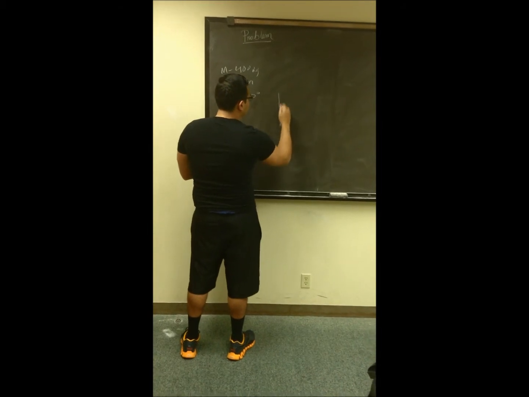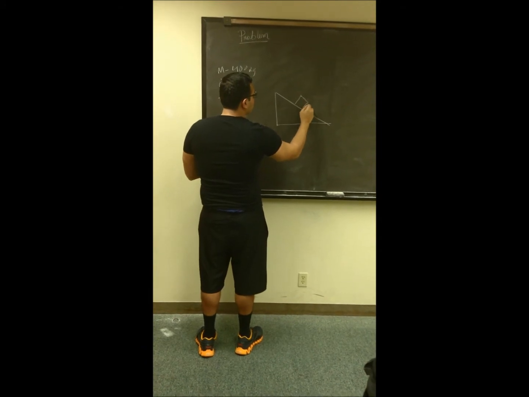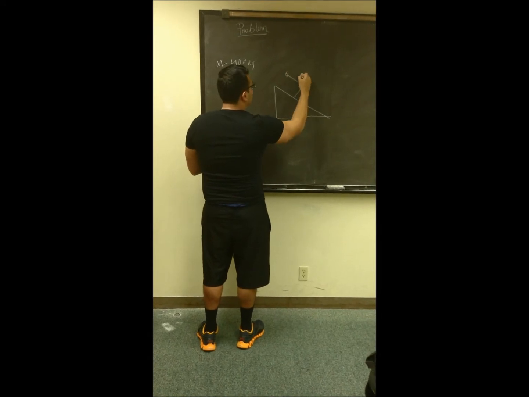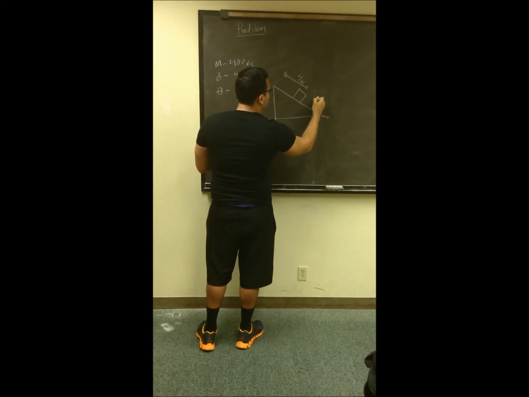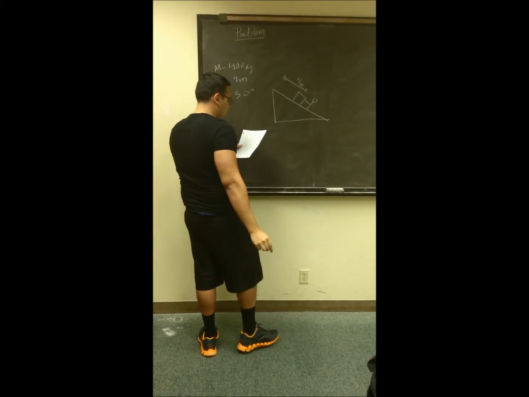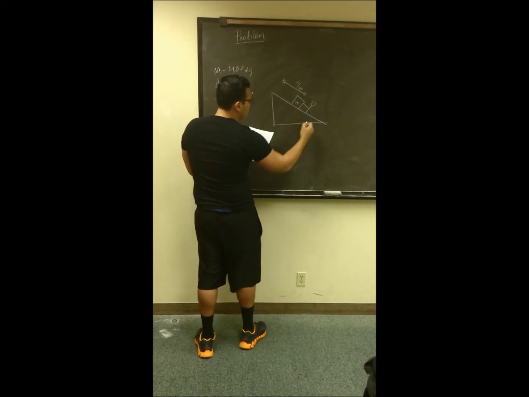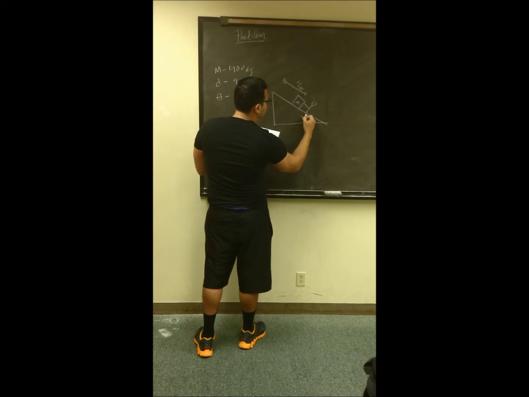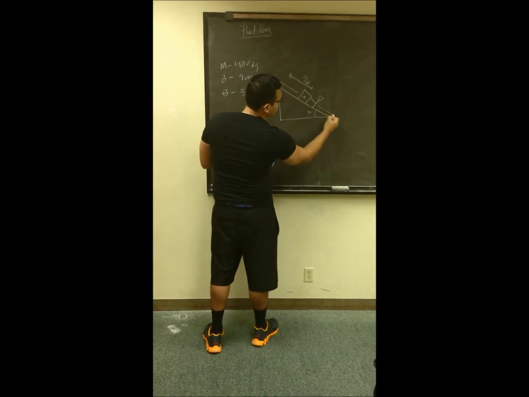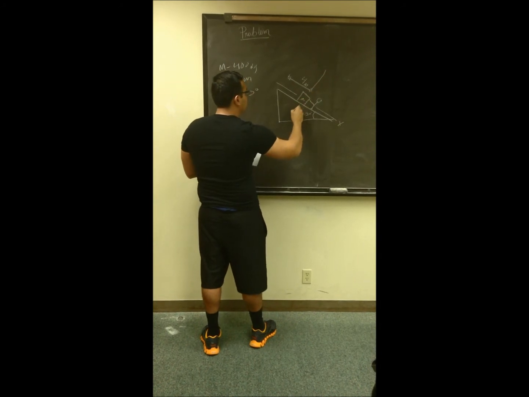Our picture is going to look something like this. We have a box sliding down a distance of 4 meters, and then we have a man pushing against it, keeping it from moving. This is mass 1. We have our angle of 30 degrees. So we can see that our x-axis is going to be on this plane. Our y-axis is going to be going this way.